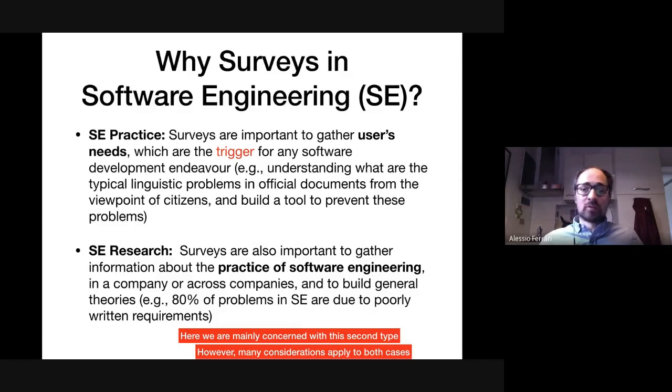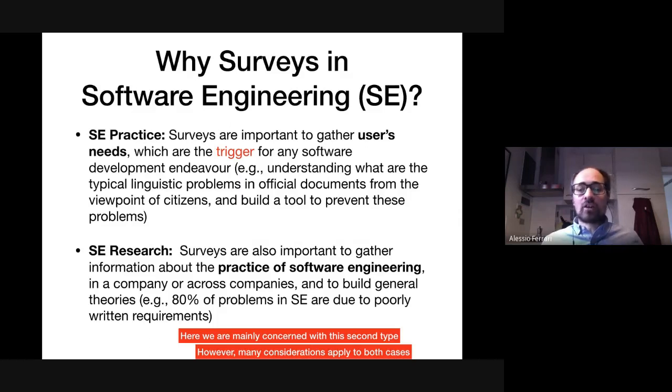For example, if you gather the feedback from the user of your platform, you are basically performing a survey, like, are you satisfied? What are the problems? In which way can this service be improved? So in this case, also in software engineering practice, but in general, in the practice of market analysis, surveys are extremely common.